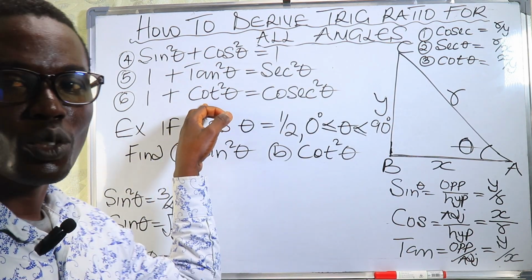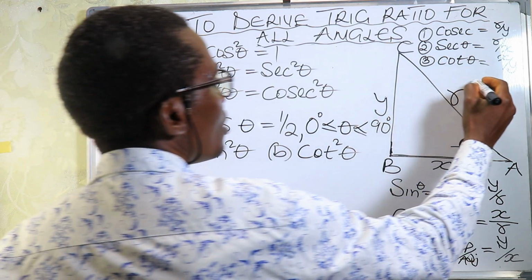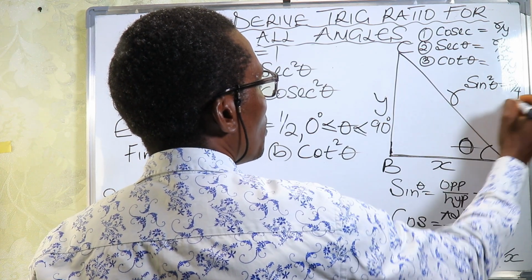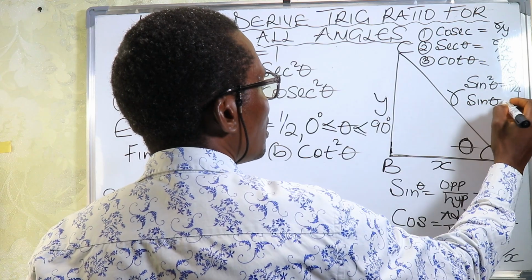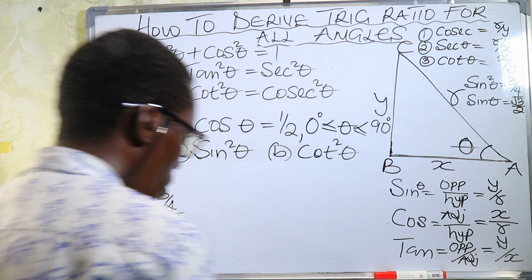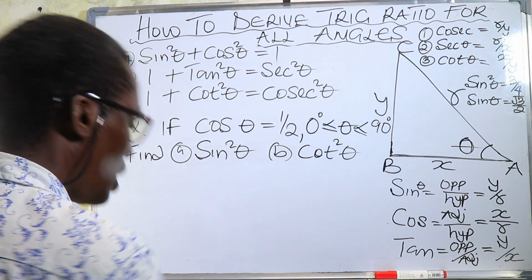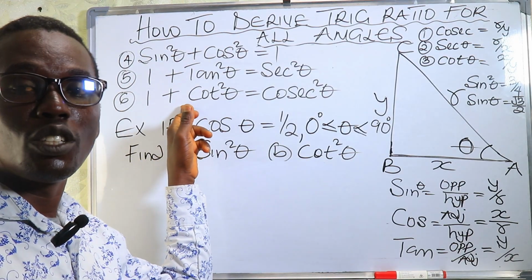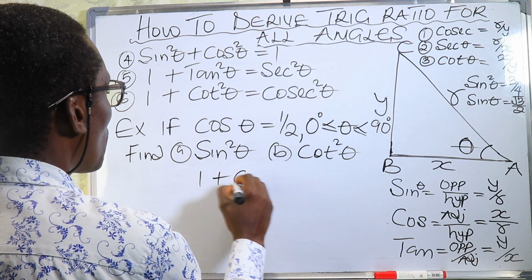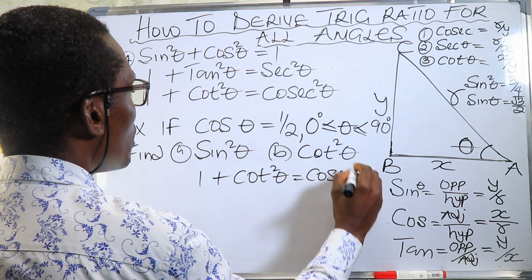Na this one. So that means say for you to find cot square theta, remember our first answer, sine square theta dey equal to 3 over 4. And that one make our sine theta dey equal to square root of 3 divided by 2. Now the next one we dey find na cot square theta. And the only formula we hold cot square theta na wetin? Na this one. So 1 plus cot square theta dey equal to cosec square theta.